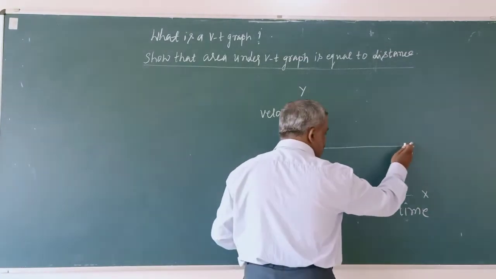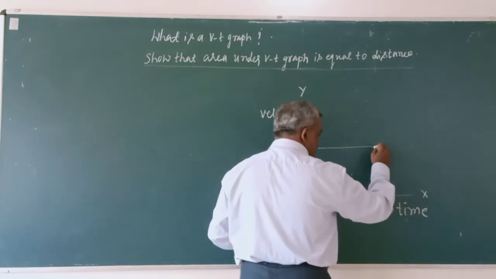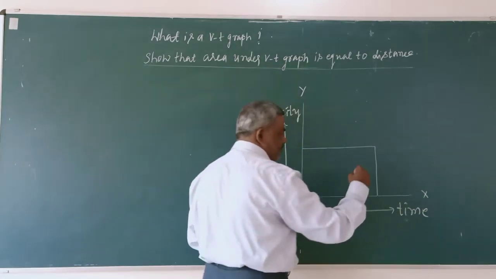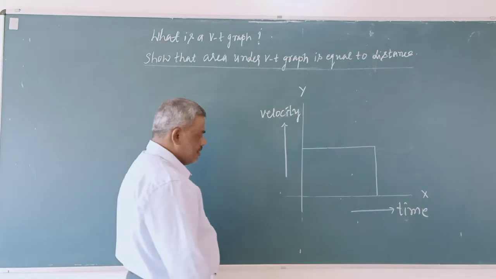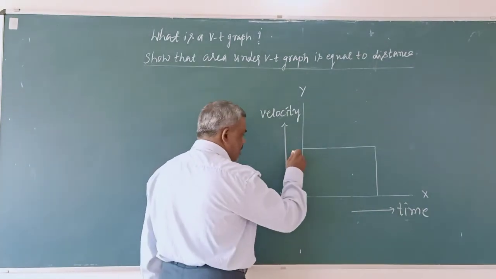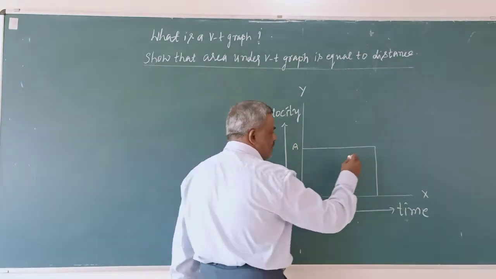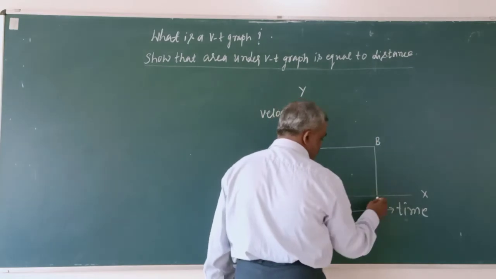Now this graph joins here, and it is rectangular. Now here O, here A, now here B, and this is C.